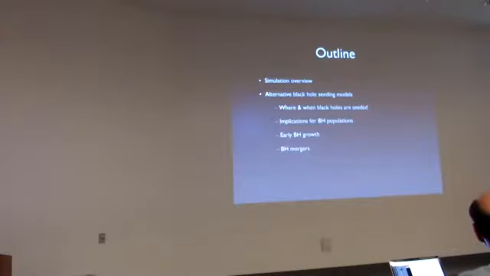Then I'll get into, when you change the seed model, what does this tell us about when and where black holes form? What does that mean for populations of black holes that we can actually observe? What does it mean for the early growth of black holes, and also mergers between black holes?